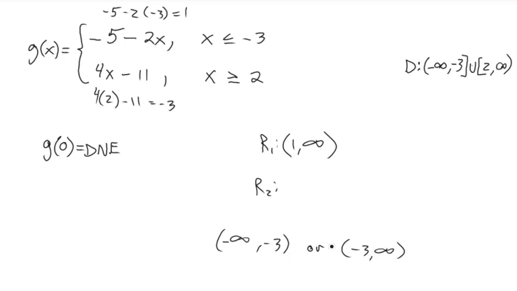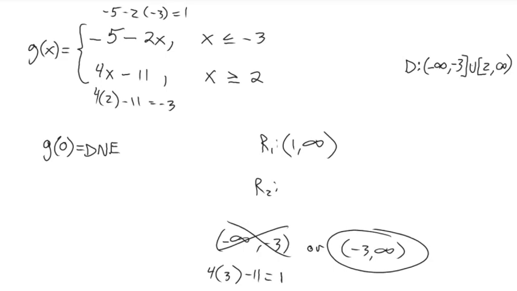Let's pick a number larger than 2, like 3, and we'll plug that in. Okay? So 4 times 3 minus 11. 4 times 3 is 12. 12 minus 11 is 1. And 1 is not on this interval, and it is on this interval. And therefore, the range of the second piece runs from negative 3 up to infinity.